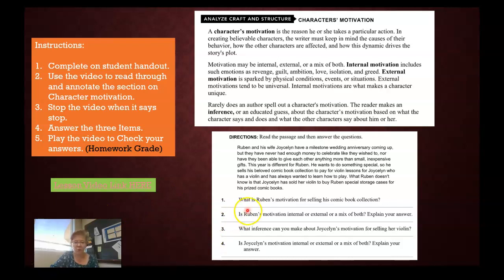So, the first question is, what is Reuben's motivation for selling his comic book collection? We're going to focus on Reuben. As we read through, we're going to look for clues of what Reuben could be feeling or what he is being exposed to. Reuben has an event coming up.